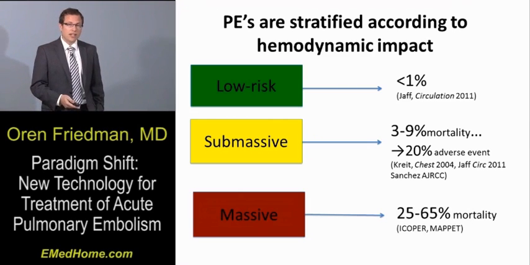Lastly, in the red zone here, we have massive pulmonary emboli, and they carry with it, as you would expect, a very high mortality rate. These are the kind of patients where you need to do something for them. It is not okay to simply just anticoagulate these patients and walk away.